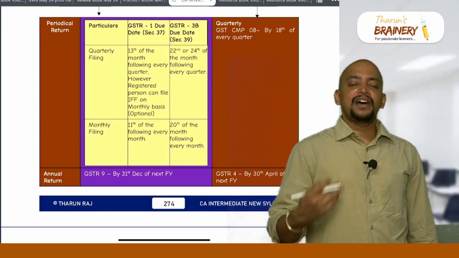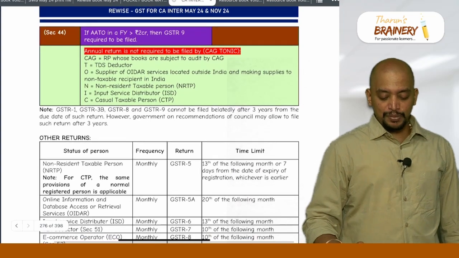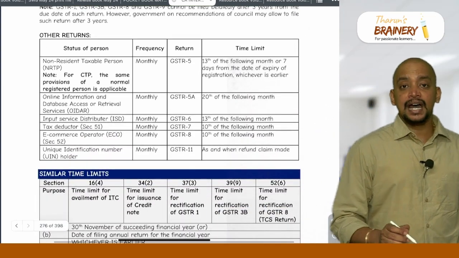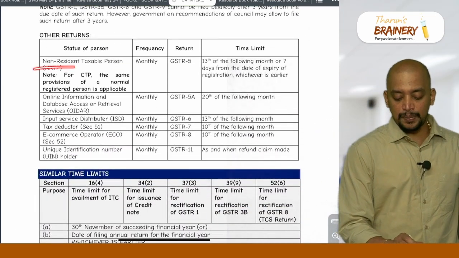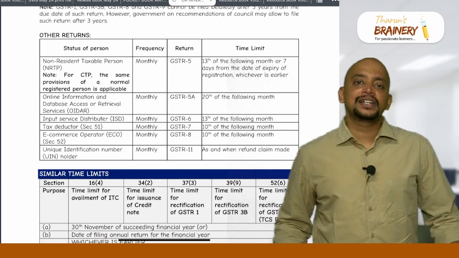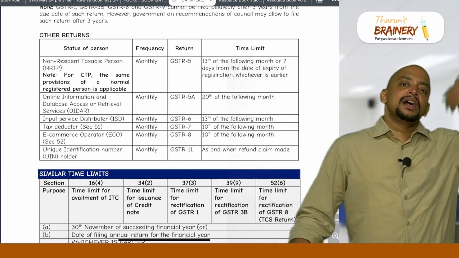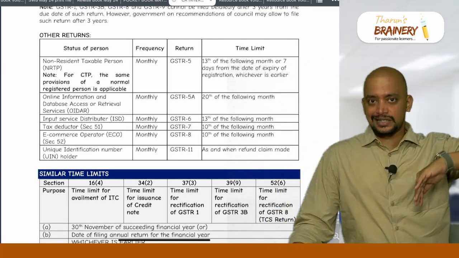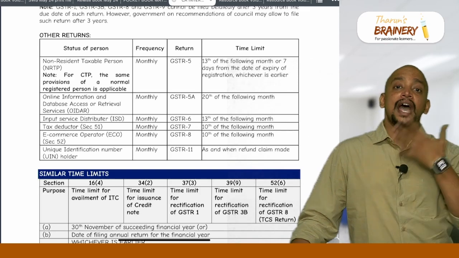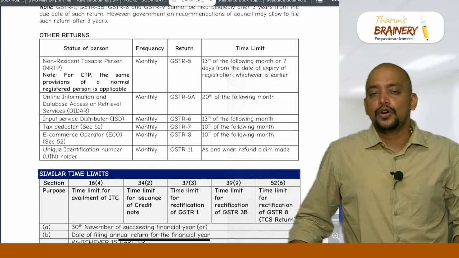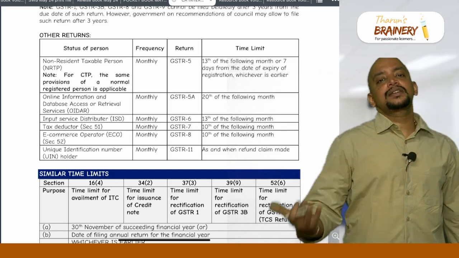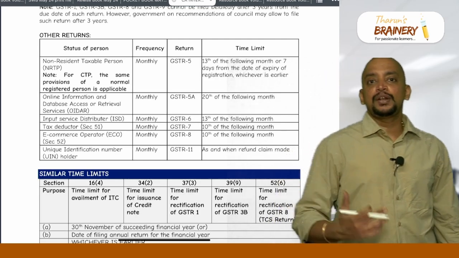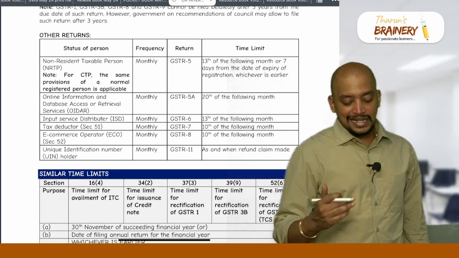Then 5 is a return which is required to be filed by an NRTP, non-resident taxable person. So who is a non-resident taxable person? One who comes from another country to India, and is not having any physical place of business. Occasionally he comes and makes supply of goods or services. So he will be called a non-resident taxable person.